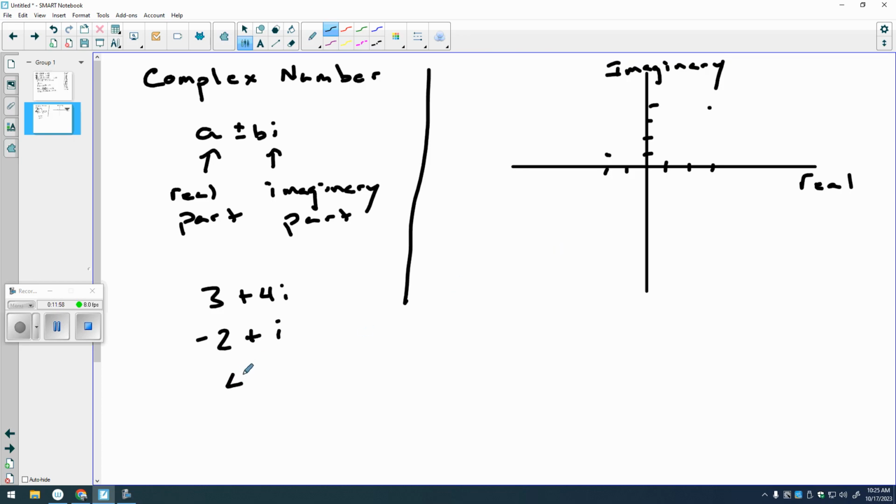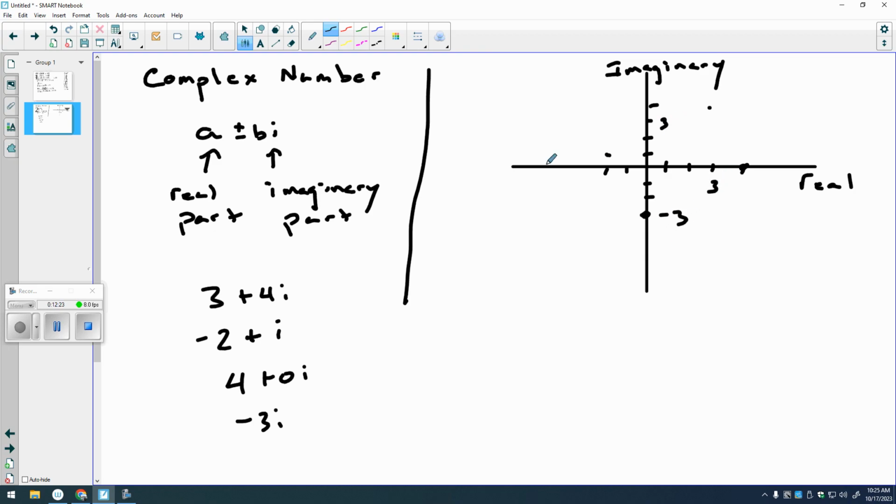How would I graph 4? Well, I just go over here to 4 on the real part. There is technically a +0i out here, so I just plot that point. How about -3i? Well, now my real part is 0, and I just go down to -3 on the imaginary side.